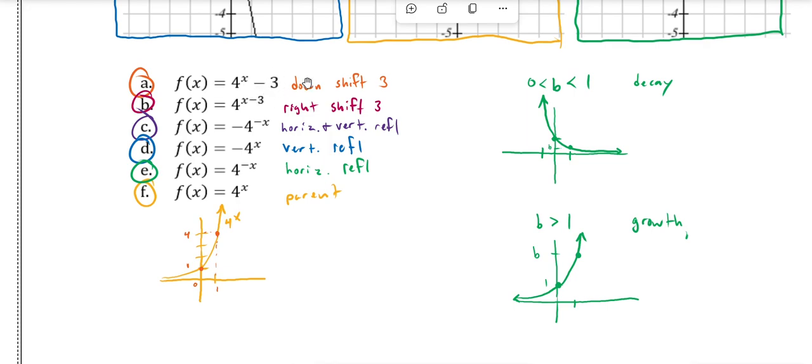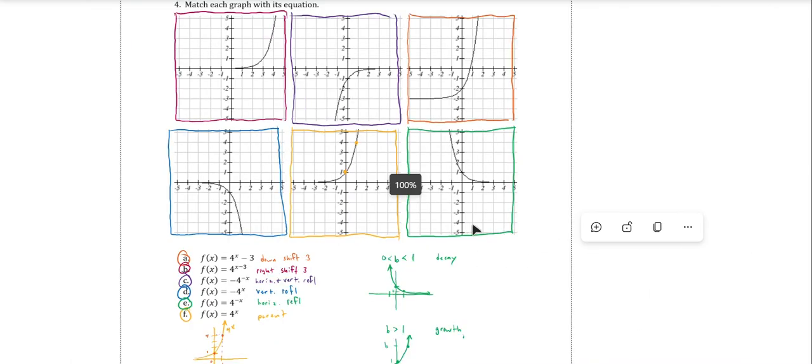So outside is going to be a vertical transformation. This is a downshift by 3. So let's take a step back and compare each of these graphs. For our parent function, that's going to look like this. Notice going through (0, 1) and (1, 4), and having our tail to the left at y equals 0.